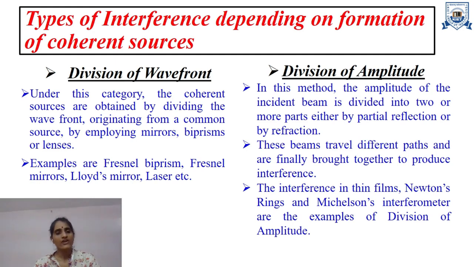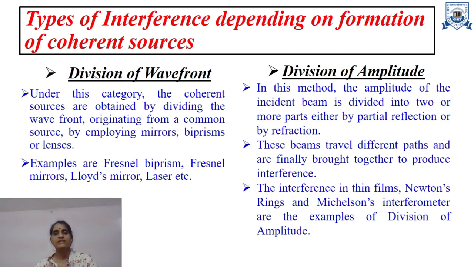The wavefront is also divided by using mirrors, biprism or lenses. More examples of division of wavefront are Fresnel biprism, Fresnel mirror, Lloyd's mirror, etc. On the other hand, division of amplitude. In this method, the incident wave is divided into two parts, either by reflection or by refraction.